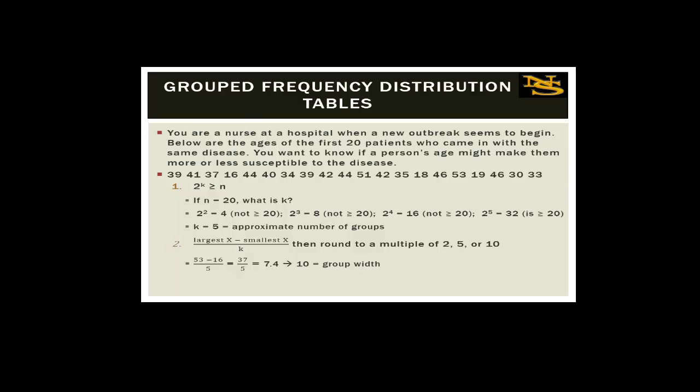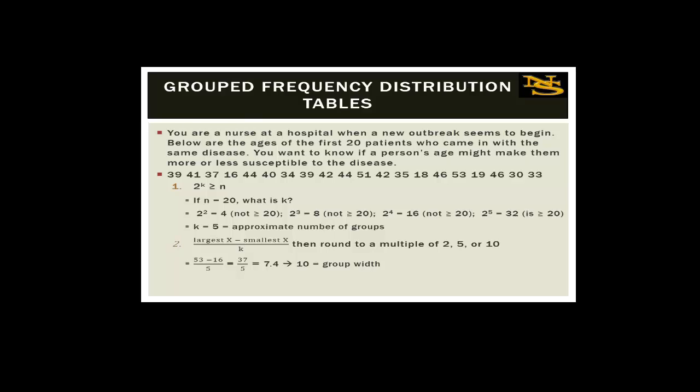Well, I don't know right off the top of my head, so I went through and just started plugging in numbers. I started with 2 squared. That's 4. That's not going to cut it. That's not greater than or equal to my sample size of 20. 2 to the third power: 2 times 2 is 4, 4 times 2 is 8. That's not going to get me a number that's greater than or equal to my sample size of 20. 2 to the fourth power gives you 16. Still not greater than or equal to 20.